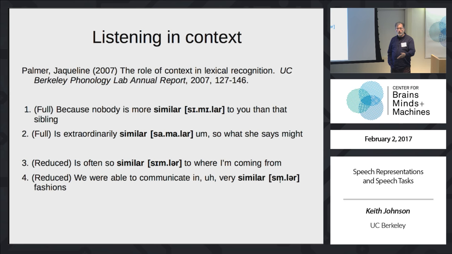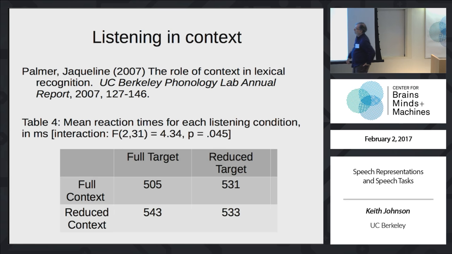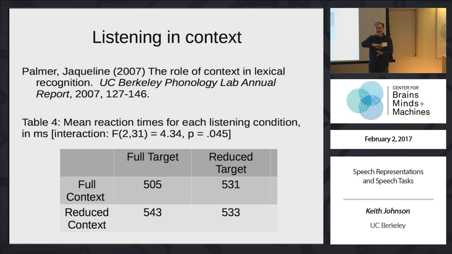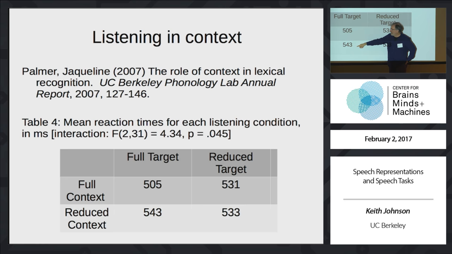So you'd see the word similar on the screen in front of you, and the task was push the button when you hear the word. How long does it take to detect that word? And the answer is, it depends on the context, particularly for the full targets, the ones that have all three syllables. If they're in the same type of context, these were never in exactly the same context, they were always spliced, there was always something kind of hinky about splicing. But in a full context, the full targets are responded to more quickly than in a reduced context.